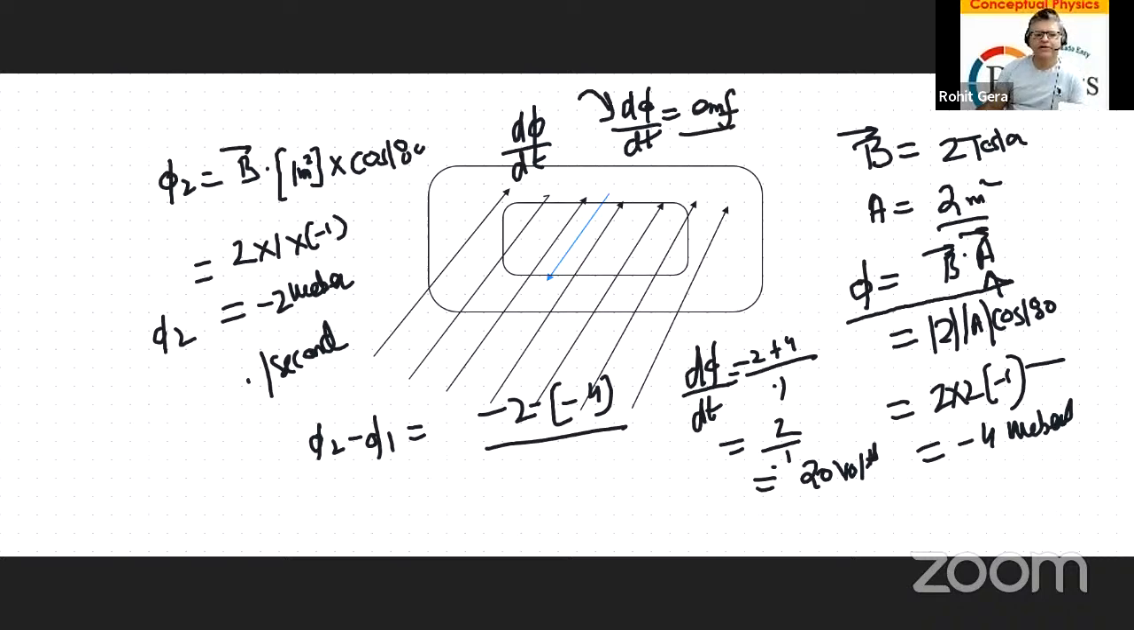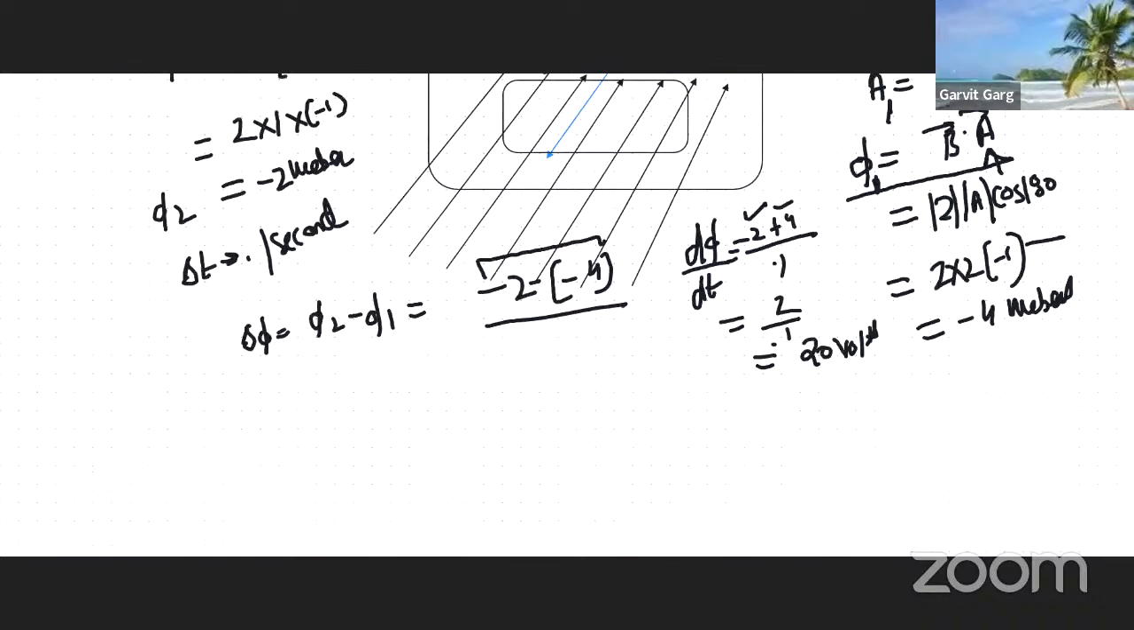So I've calculated d phi. I know delta t. In how much time did this d phi happen? In 0.1 seconds. I have calculated this. This is my first flux which was passing when the area was 2 meters square. So area 1 and area 2. So understand, did you get what I have done? Yes. So this is what I have done basically.